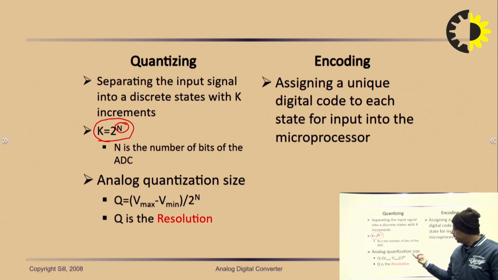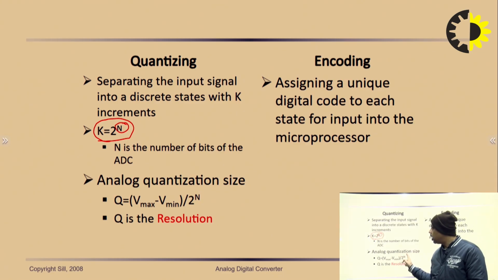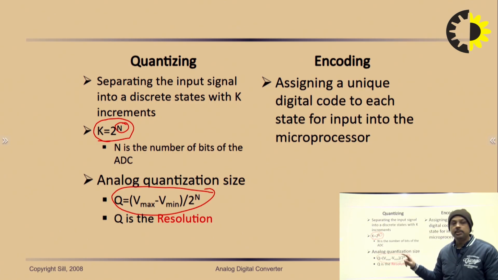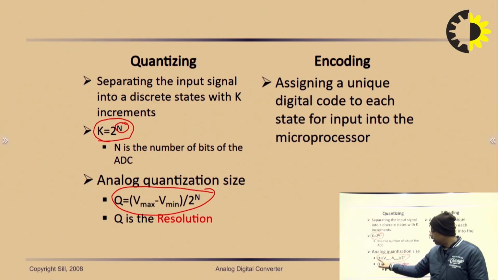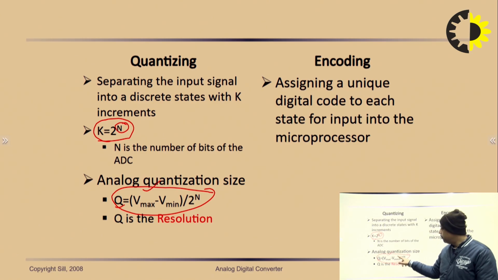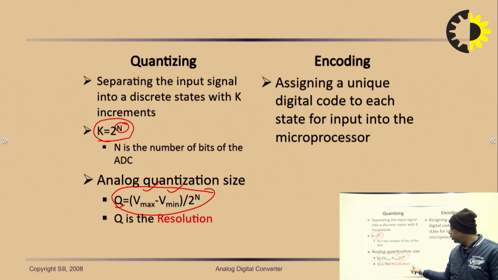So then there is a quantization size or quantization error. This is the quantization step size, represented by Q, which is the maximum value of the scale minus the minimum value of the scale divided by the total number of samples.